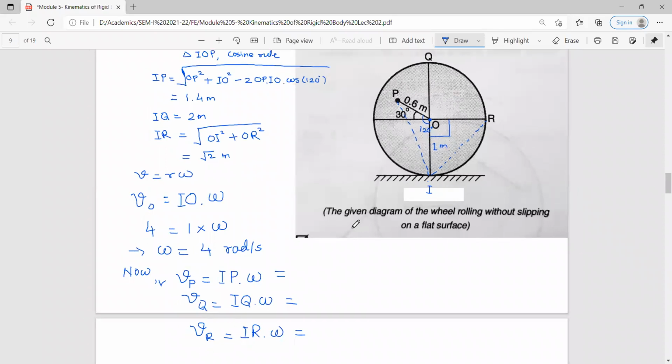5.6. Yes, correct. VP is correct, 5.6. VQ, VQ 8 आया सर, 8 meter per second. 8 meter per second, right? And VR 6. 5.6. 5.6, 5 points again 5.6. Yes, sir.